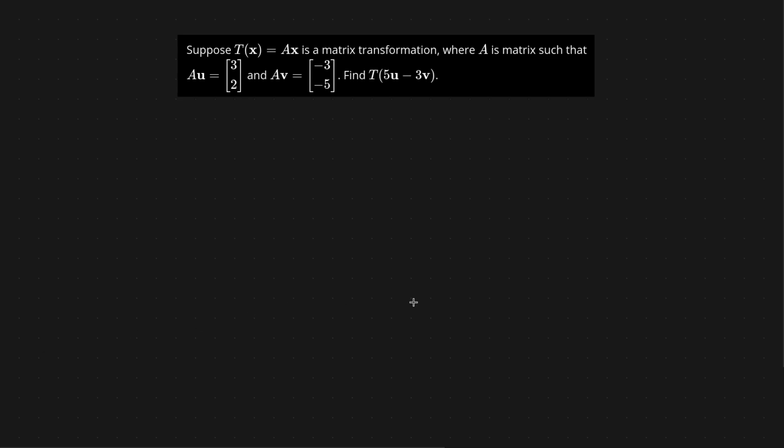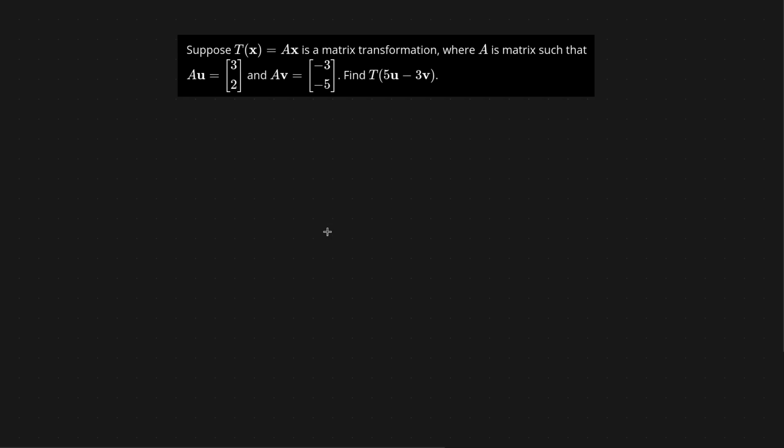Let's do an example. Suppose we have a transformation T of x equals Ax. Now A is a matrix, so that means this is a matrix transformation, right? We're not told what matrix A is, but we are told A times vector u, if we do the matrix vector multiplication, is vector 3, 2. And we're told that A times vector v is negative 3, negative 5.